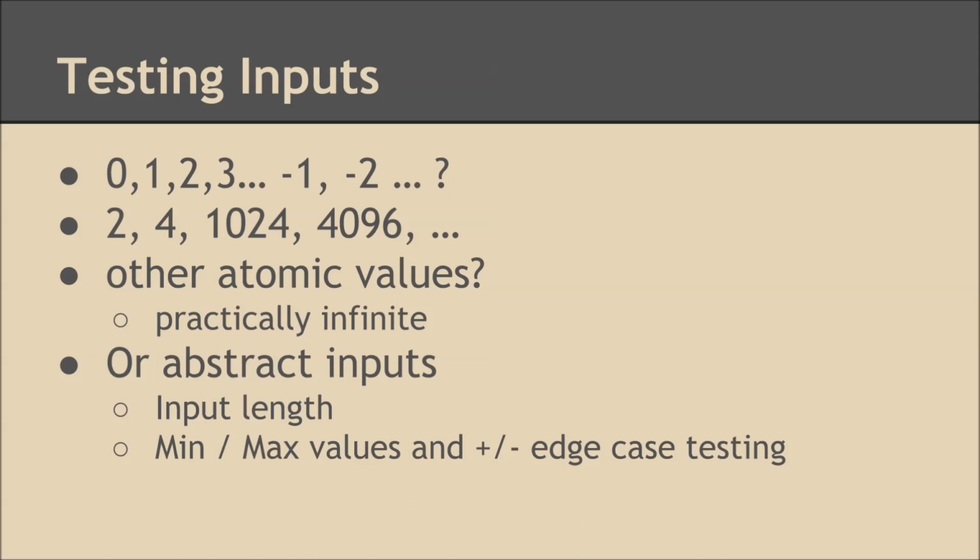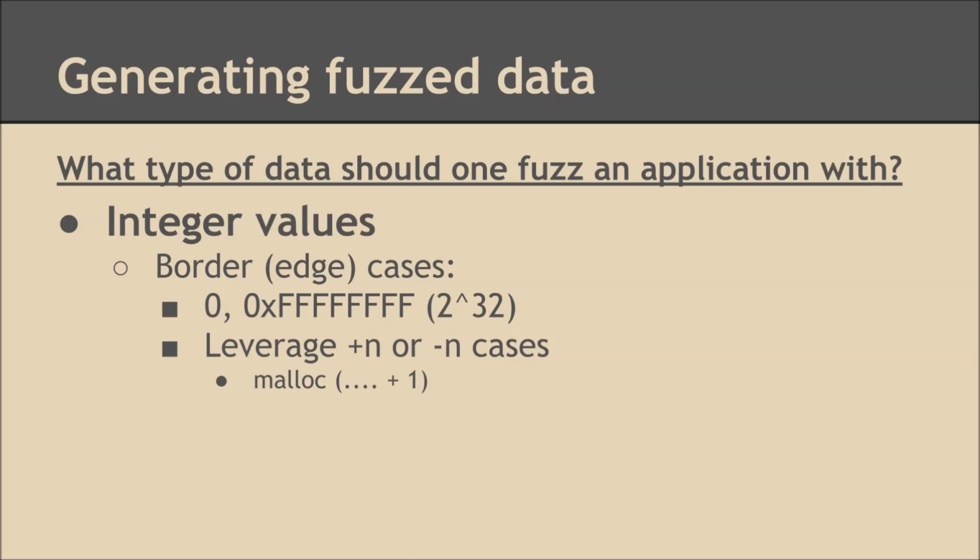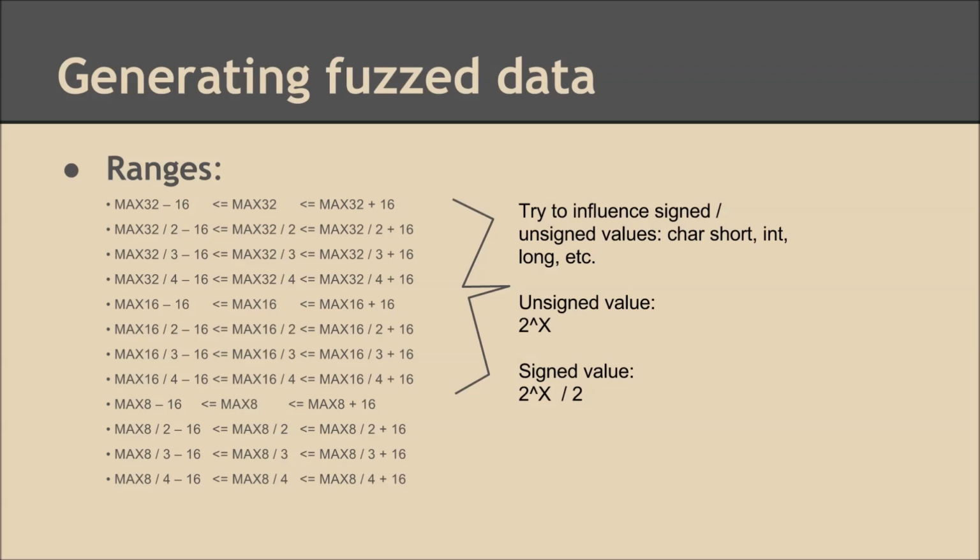So we've covered integer min, max, boundaries, and unsigned ones. Other atomic values are practically infinite. It's obviously very useful to test the min-max values and their edge cases. Especially useful is testing anything going into malloc and testing the edge cases, because there may be a plus one to account for a null terminator. So if you manage to get to the signed integer max, you may be able to do weird things. This slide is stolen from some of Mitch's lectures, but it basically explains ranges that you want to test, plus or minus, perhaps up to 16 for 32-bit, and so on.